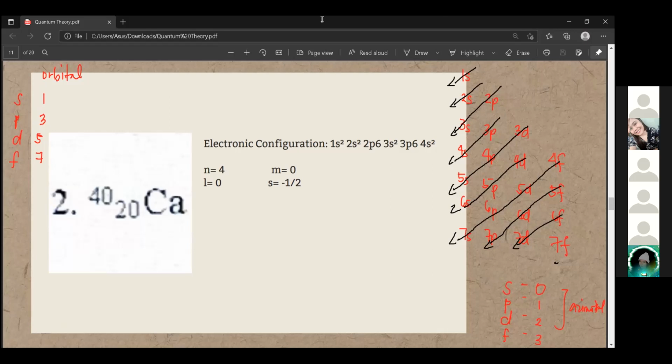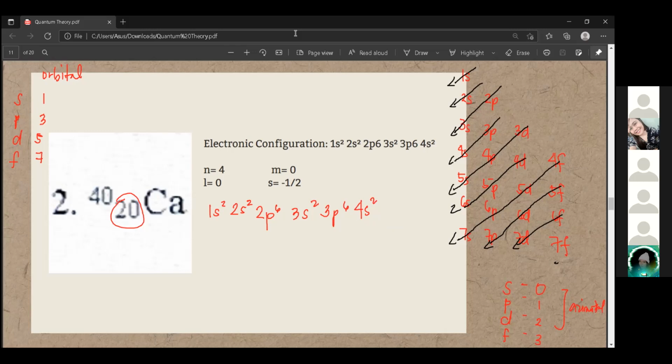Okay? Now, let's start with calcium again. Our goal is 20. Definitely it's 20 because we will be looking into the electrons, and that is represented by the atomic number. So our goal again is 20. So let's start with 1s2 and then 2s2, 2p6, and then 3s2. Just follow this arrow. After the 3s2, you go back with the 3p. So 3p6. After that, we have the 4s2. Let's count. This is 10. Okay, this is 20. 20 already.